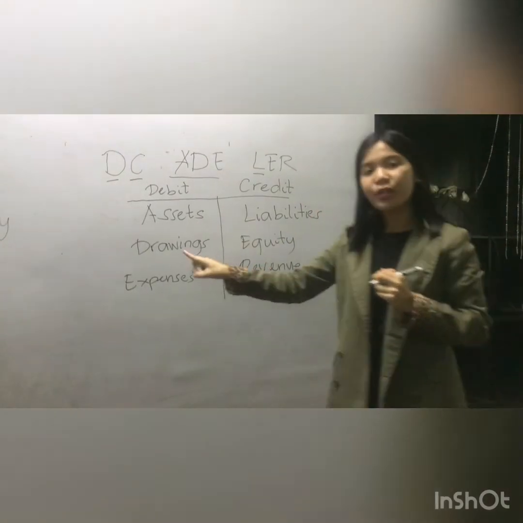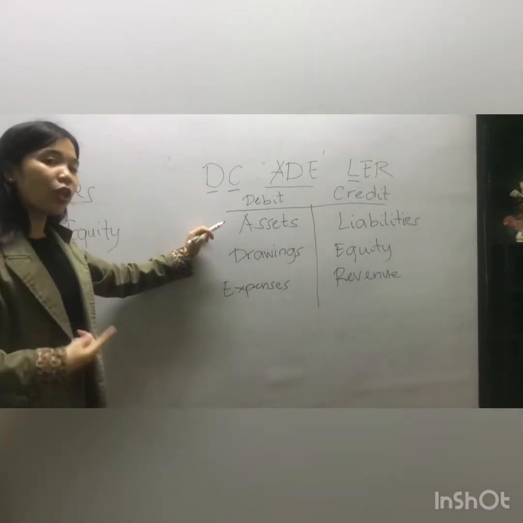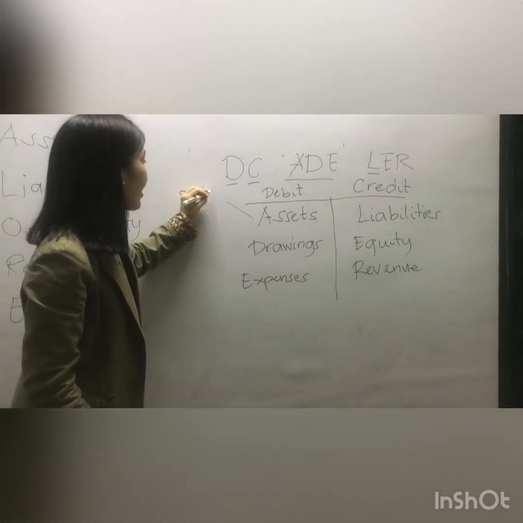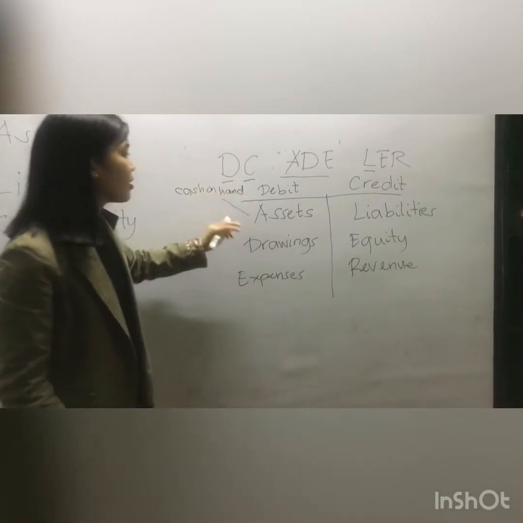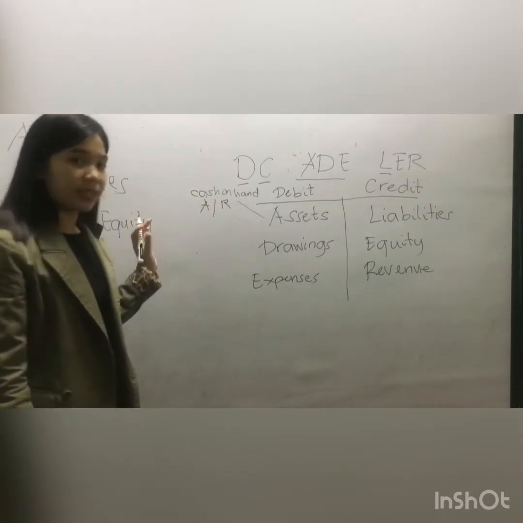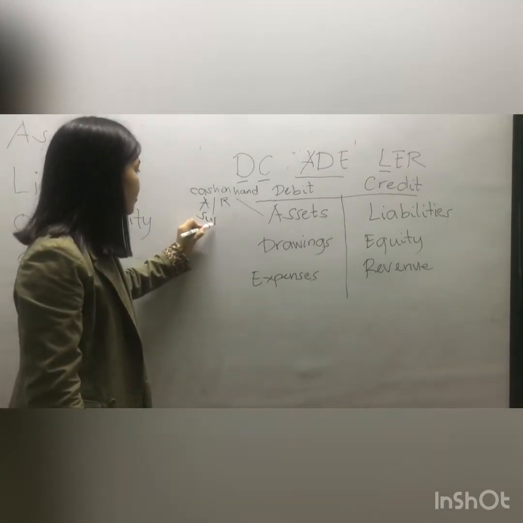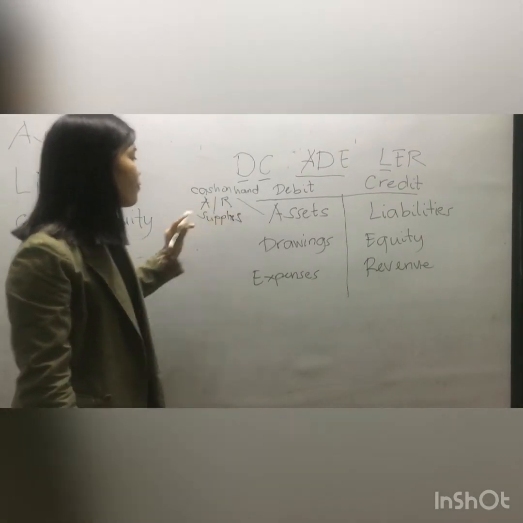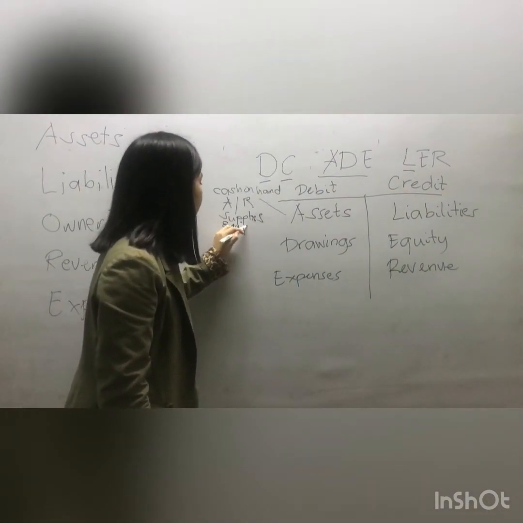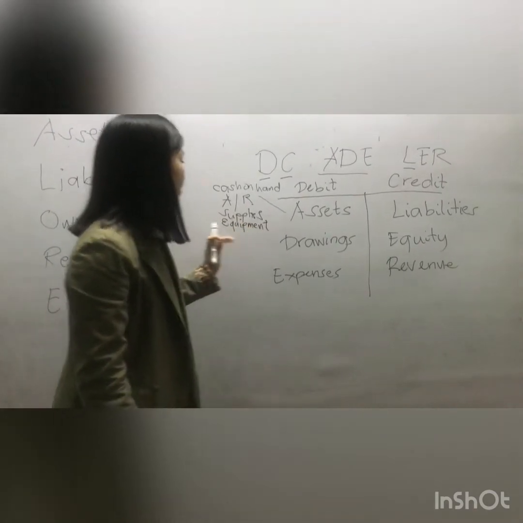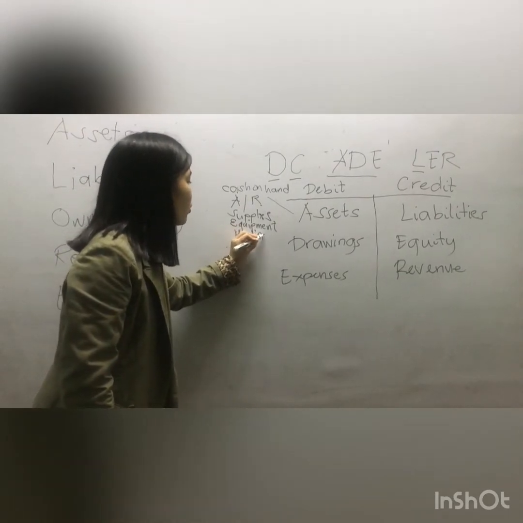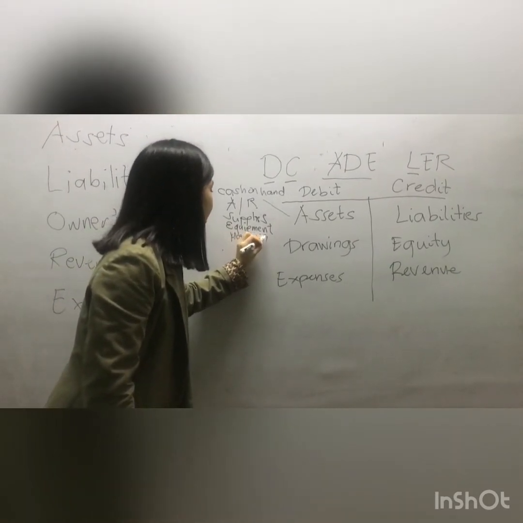Okay, I will give examples for asset. Which ones belong to asset? Asset, example is your cash on hand. Always remember, asset, cash on hand. The accounts receivable is also your asset. Supplies. We have also equipment as assets. Next one is your machineries. That also belongs to asset.